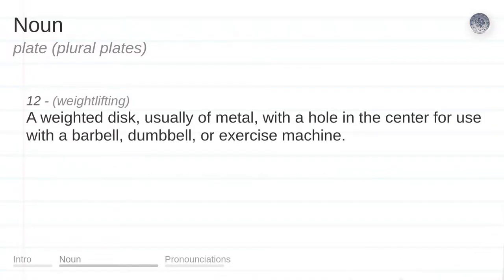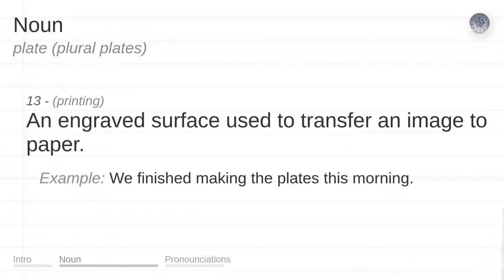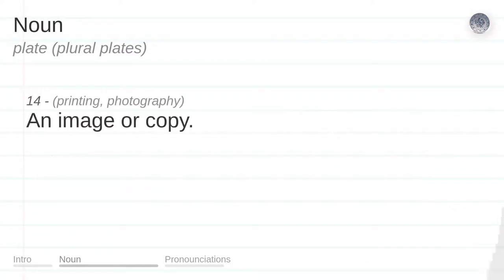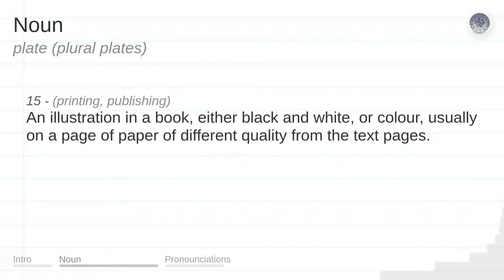A weighted disc, usually of metal, with a hole in the center for use with a barbell, dumbbell, or exercise machine. An engraved surface used to transfer an image to paper. Example: We finished making the plates this morning. An image or copy. An illustration in a book, either black and white or color, usually on a page of paper of different quality from the text pages.